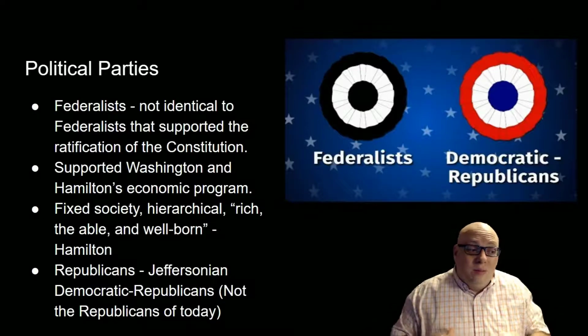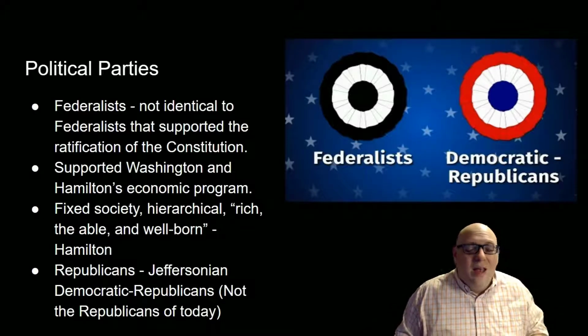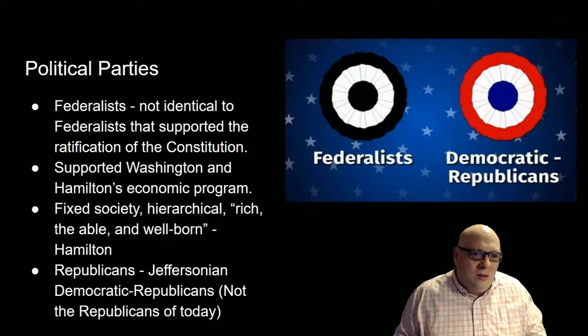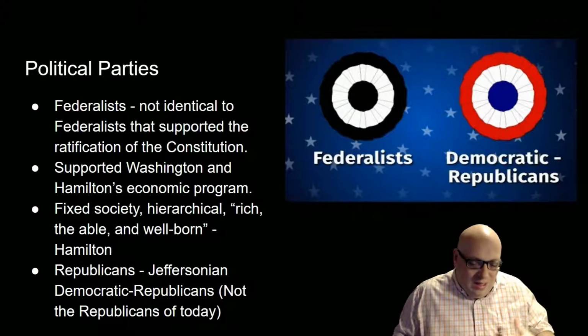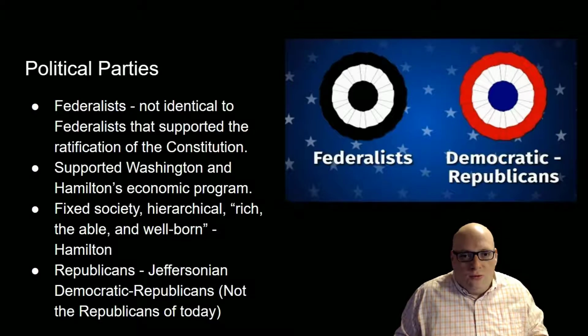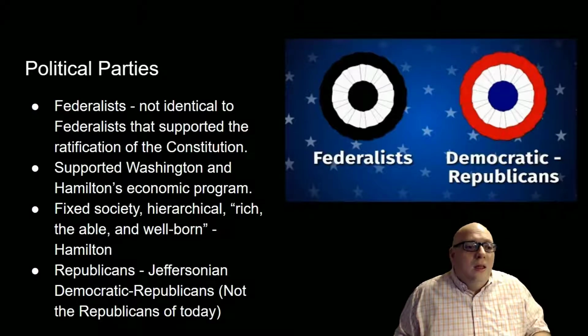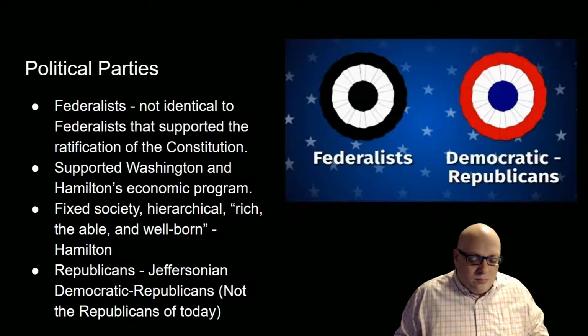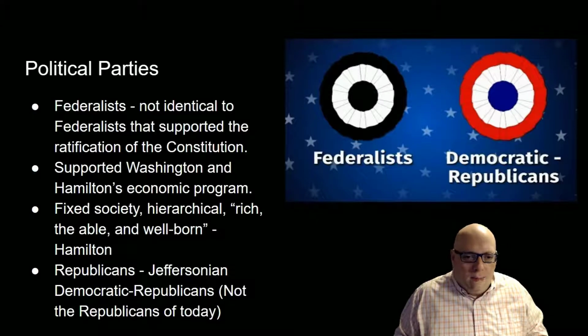Now let's keep this in mind for this time period. I said this in the last video, and I'm going to say this again. The Federalists in the 1790s are not necessarily the Federalists of ratification of the Constitution. That was the Federalists versus the Anti-Federalists. The Federalists of the 1790s are going to be a political party, and essentially they supported Washington and Hamilton's economic plan.